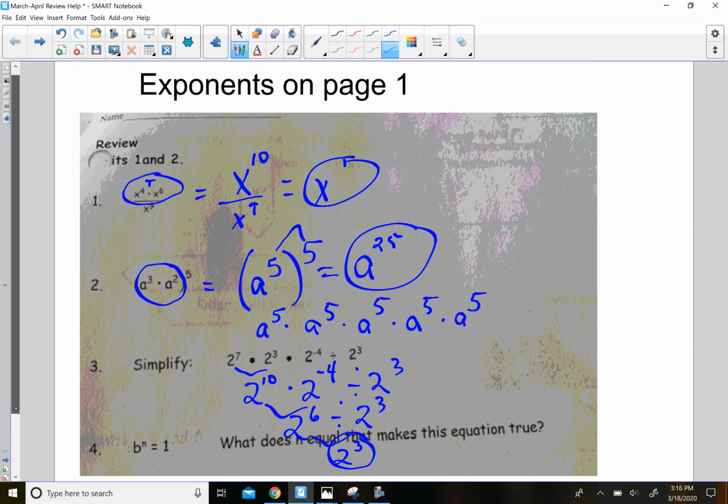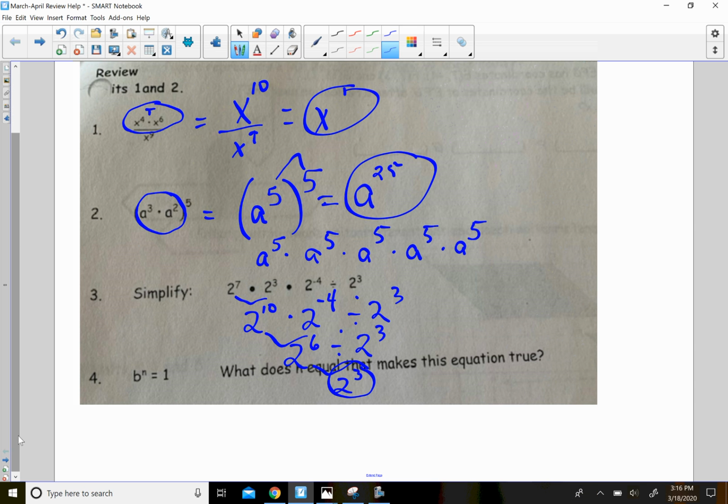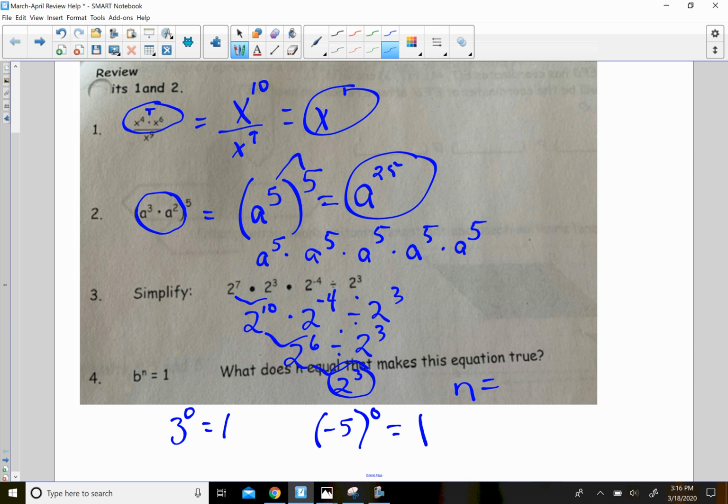So then if I scroll down a little bit here, b to the n equals 1. What does n equal that makes this equation true? So if you remember, there's one specific exponent that no matter what number you use for the base, it makes it true. So if you have that calculator, just make up numbers for b. So b, 3 to the 0. What does your calculator tell you? It's going to say 1. If I plug in negative 5 to the 0, I'll get 1. Just make sure the negative 5 is in parentheses. So any number to the 0 power is 1, so n has to be 1.